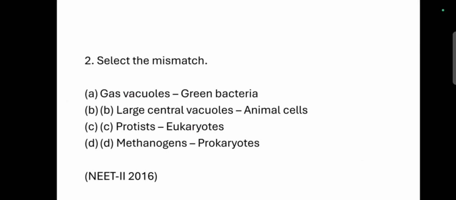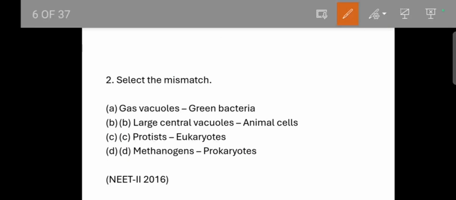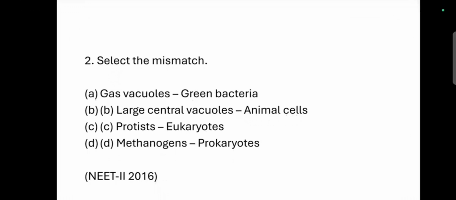Now we see the second question. Select the mismatch. So what is the mismatch? First one is gas vacuoles in green bacteria. Yes, it is present, gas vacuole in the green bacteria. The large central vacuoles in the animal cell. So this is the mismatch. This is the wrong one.